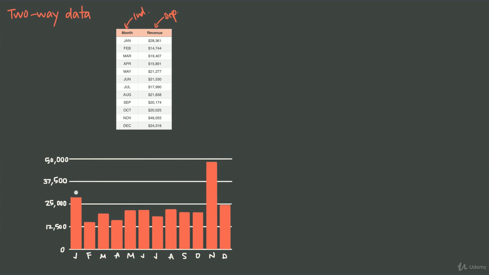So for January, we had about $28,000. So you see that comes up to a little over the $25,000 mark. Here's February at just under 15. So that comes up just over the $12,500 mark, and we plot those bars all the way to December. We've already done all that, and we know how to handle one-way data. So now, how is two-way data different than one-way data?